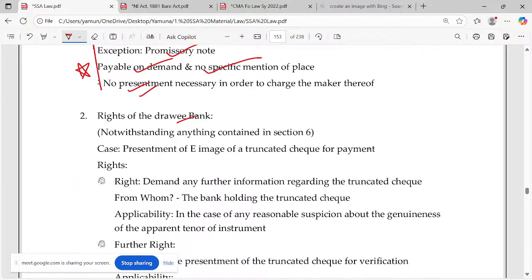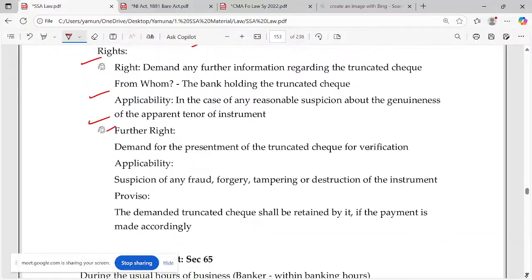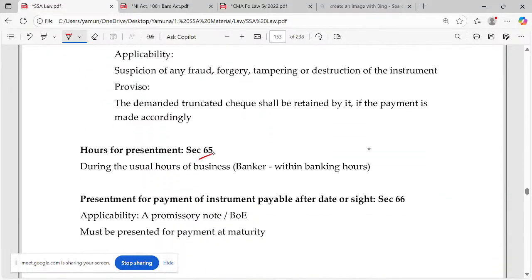Rights of the drawee bank in the case of cheque. He'll be presenting and நம்ம ஏற்கனவே பார்த்துட்டோம். இது ஞாபகம் இருக்கா? ட்ரங்கேட்டட் செக்கா இருந்தா என்ன பண்ணுவாங்க? ஒரு இமேஜ் அனுப்புவாங்க, அதை டிஸ்கஸ் பண்ணணும். அதே தான், I'm not going line by line. என்னென்ன டிஸ்கஸ் பண்ணணும் அதே தான் இருக்கு. So I don't want to go line by line. Then I'll go for section 65.